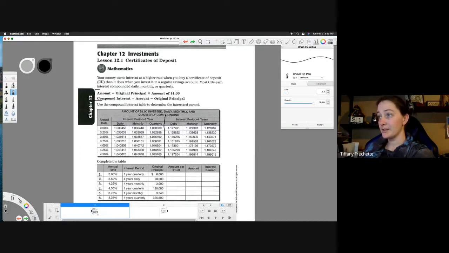All right, I'm going to erase all this junk that I have in here. So compound interest equals the amount minus the original amount. So that's just the interest, compound interest.